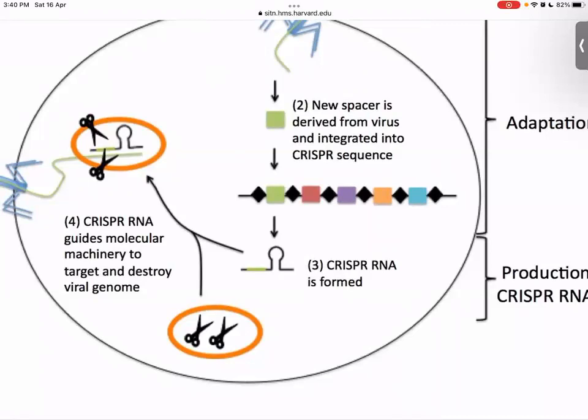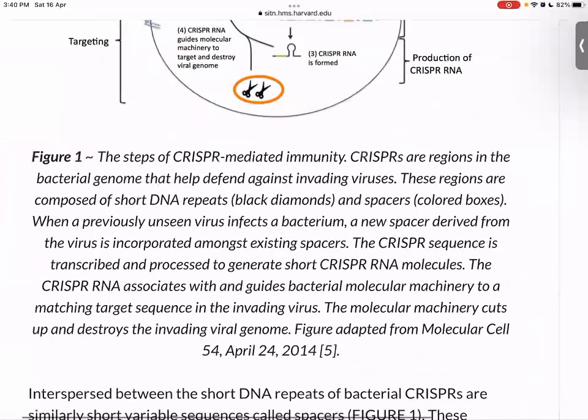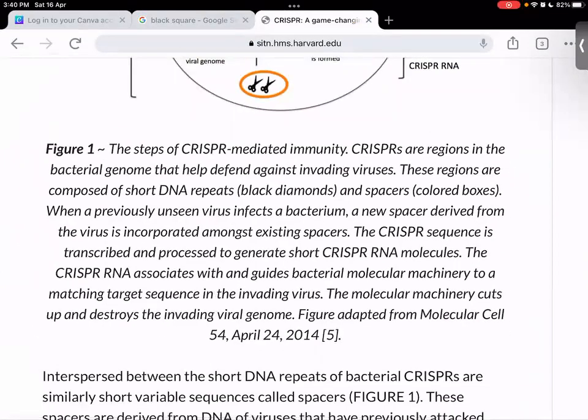Now, this time, the virus that is attacking has a new spacer DNA, which is green in color, the green block that you can see. So now the new virus is attacking, and when this attacks, this new spacer, which is derived from this new virus, will be incorporated into the existing spacers. This is step 1.